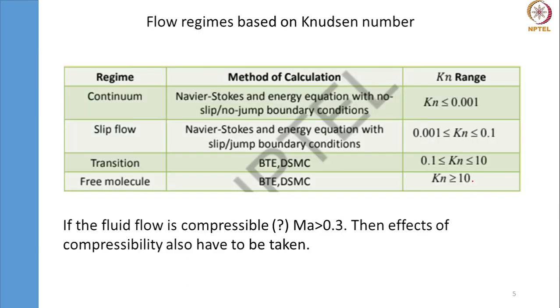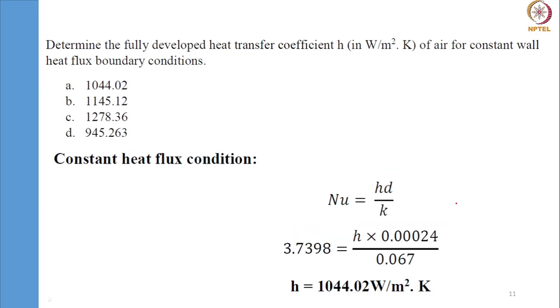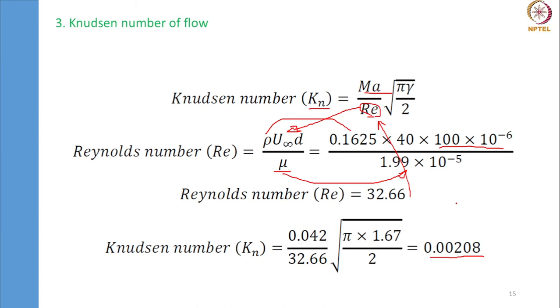I would also like to draw your attention that we are in this region where the Knudsen number is greater than 10 power minus 3 and less than 0.1. So we are in that regime where the Knudsen number is about 2 into 10 power minus 3. So we are in slip flow condition.